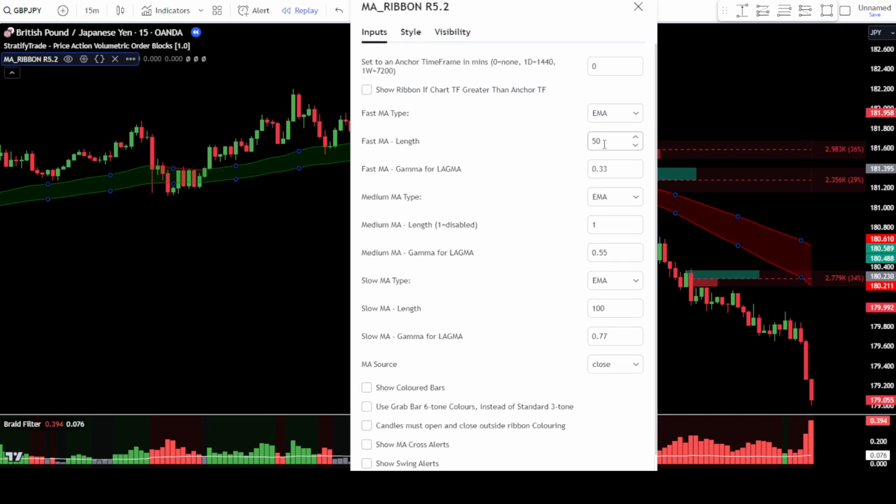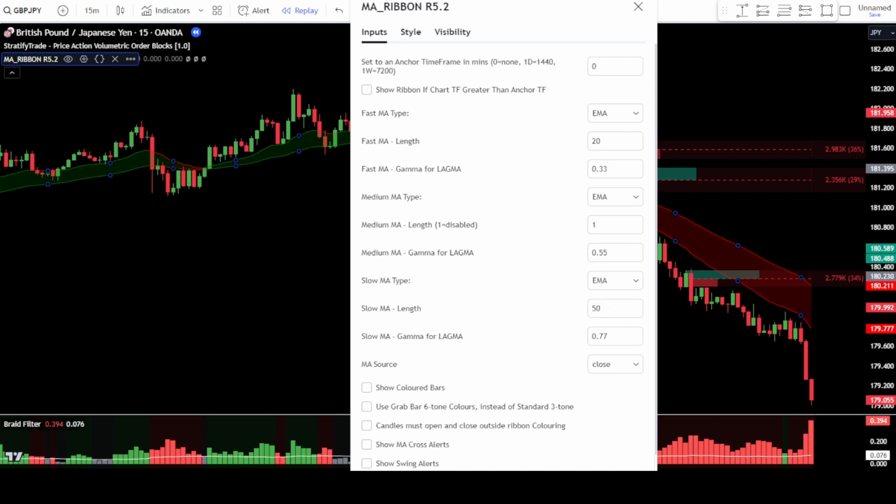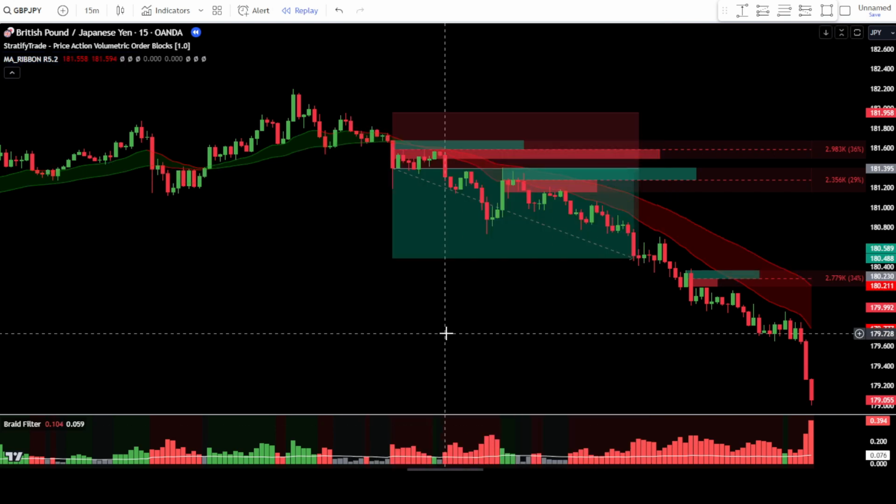In the Input tab, change the fast EMA length number to 20. Also, change the slow EMA length number to 50. Once you've made these adjustments, click OK to confirm the changes.